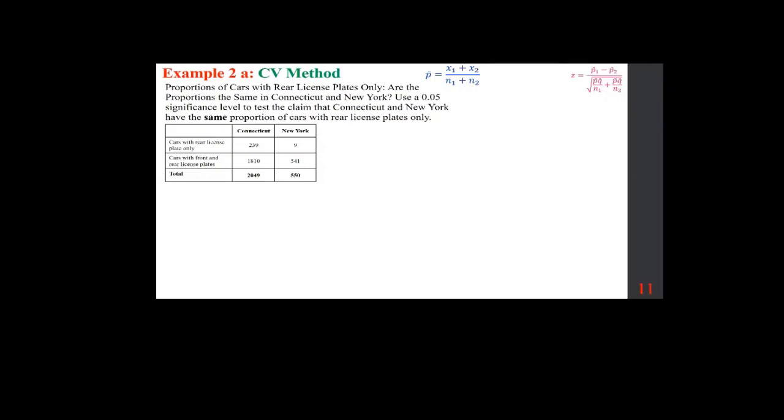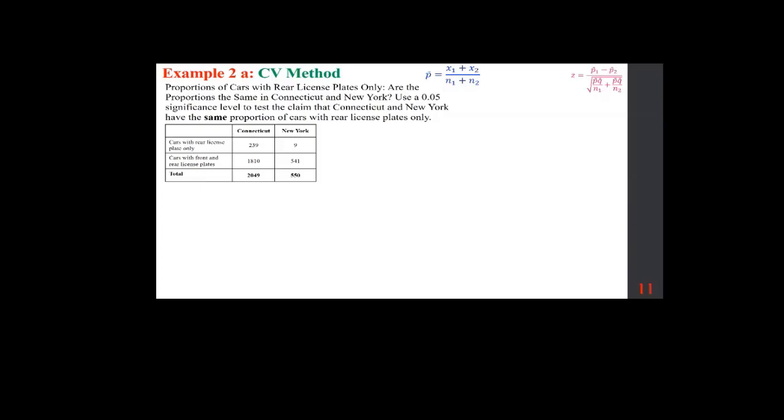Proportions of cars with rear license plates only. Are the proportions the same in Connecticut and New York? Use a 0.05 significance level to test the claim that Connecticut and New York have the same proportion of cars with rear license plates only. Clearly, the question is indicating proportion. We normally have to write the given, pretty much it's given to us, and it is a binomial distribution.